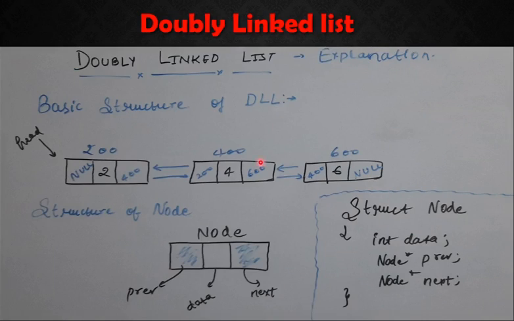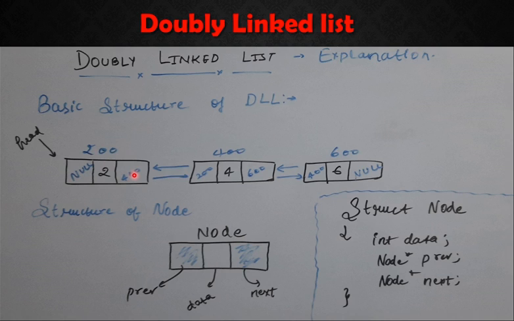So here is the representation of the doubly linked list. You can see the basic structure of the doubly linked list looks like this. Here are three nodes, and inside the three nodes we have three parts. In the middle one I am storing the data, and in the other two I am storing addresses. In the first one I am storing the address of the previous node. For this node there is no previous node, so this is pointing to null.